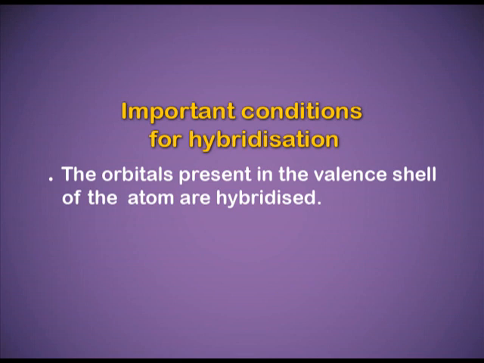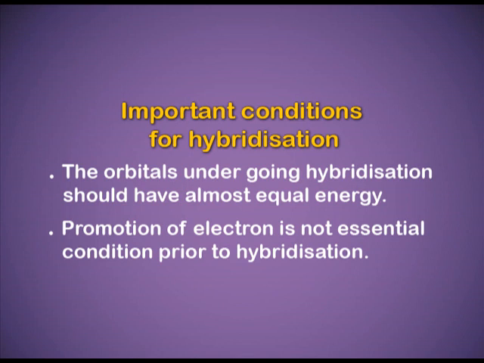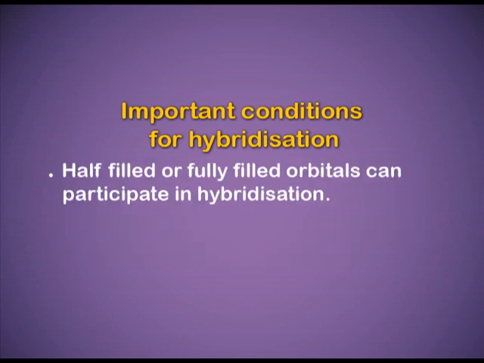Important conditions for hybridization. The orbitals present in the valence shell of the atom are hybridized. The orbitals undergoing hybridization should have almost equal energy. Promotion of electrons is not an essential condition prior to hybridization. Half-filled or fully filled orbitals can participate in hybridization.